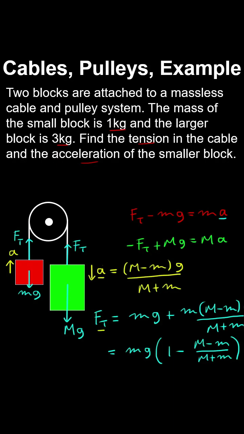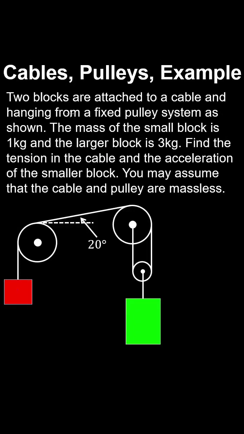Two blocks are attached to a cable, and we're given the mass of the blocks, and we're asked to find the tension in the cable and the acceleration of the smaller block.